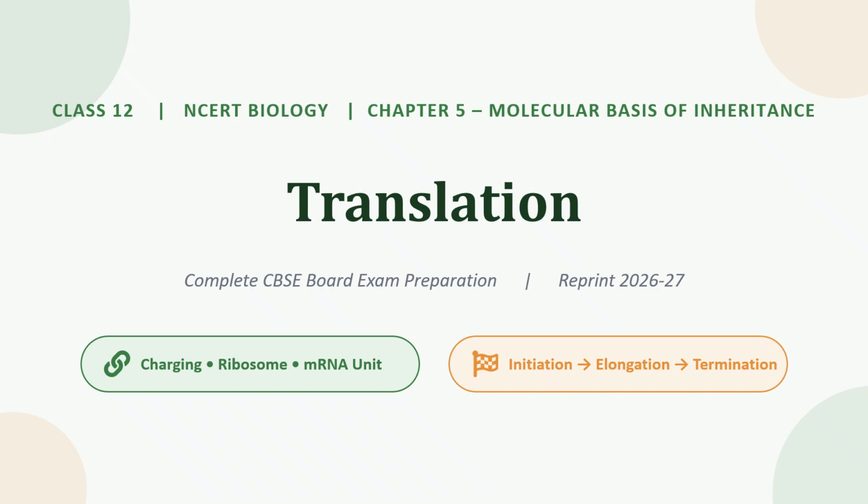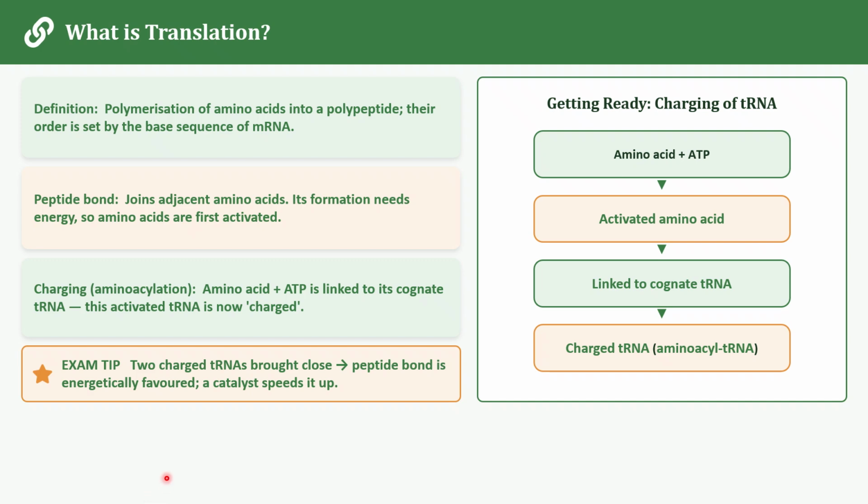Today we are going to see class 12 biology chapter 5, molecular basis of inheritance. In that we are going to see translation. Let's start with the topic. Now we are going to study translation.